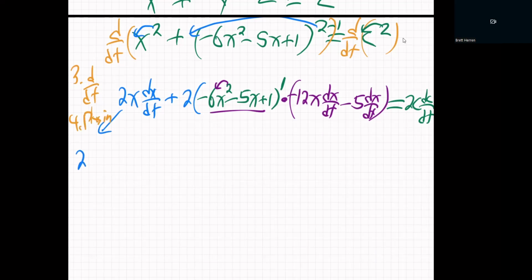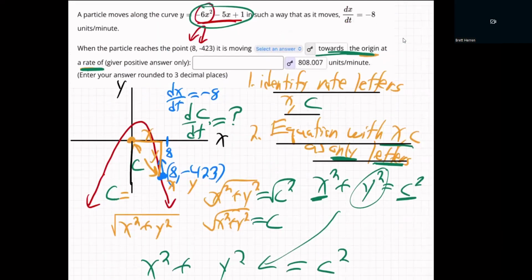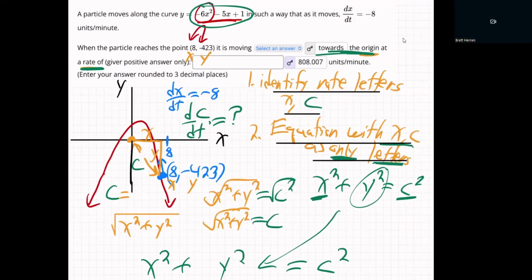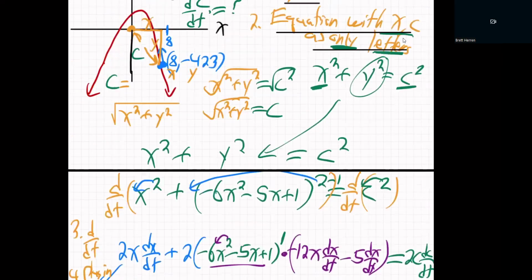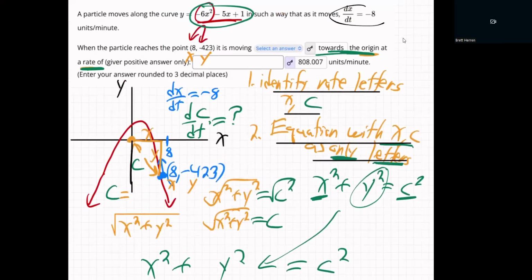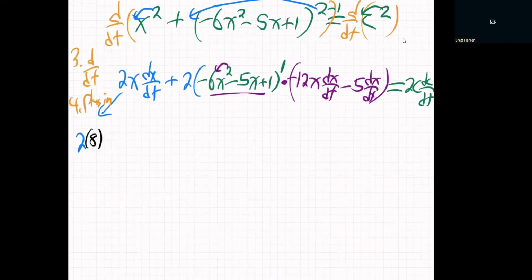Plug in all the numbers. So 2, what is x? Do we know x? Oh yeah, this is x, this is y. X is 8. That's nice. So we'll put in 8 here. And what's dx dt? Oh, dx dt is negative 8. So that's nice, right? Keep going. Plus 2. Now here we've got minus 6. Again, x is 8.